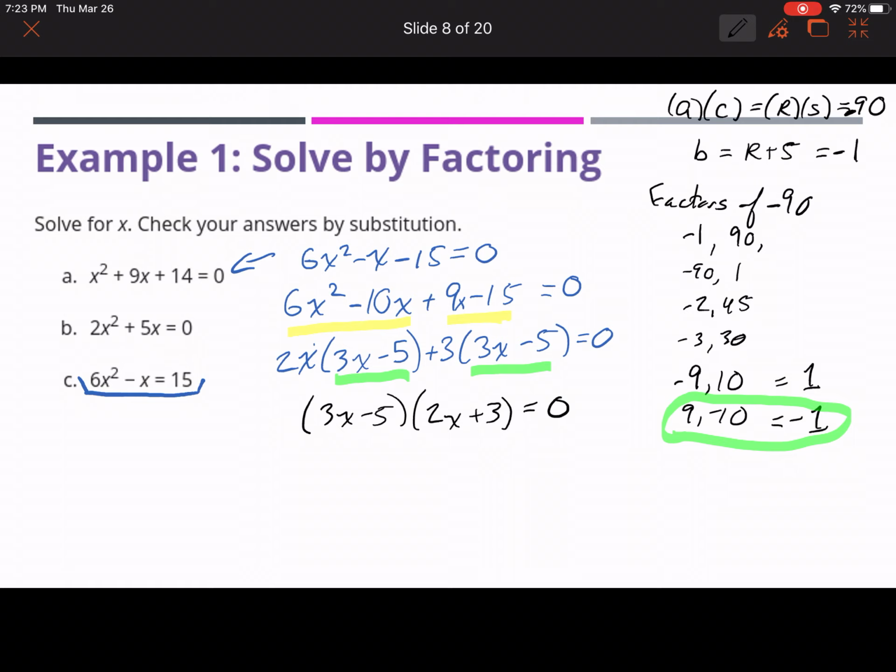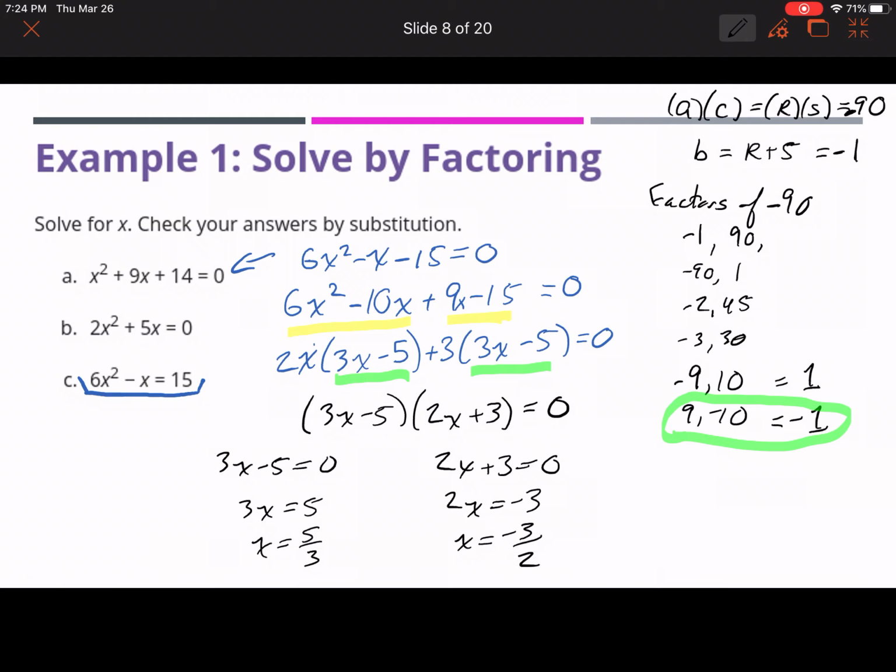So now we've got it in factored form. So this is our factored expression of our same equation. And we do the same thing now. Now we're dividing it into two groups, making each one equal to 0, and solving for our two x's. So x equals 5 over 3. And x equals negative 3 over 2.